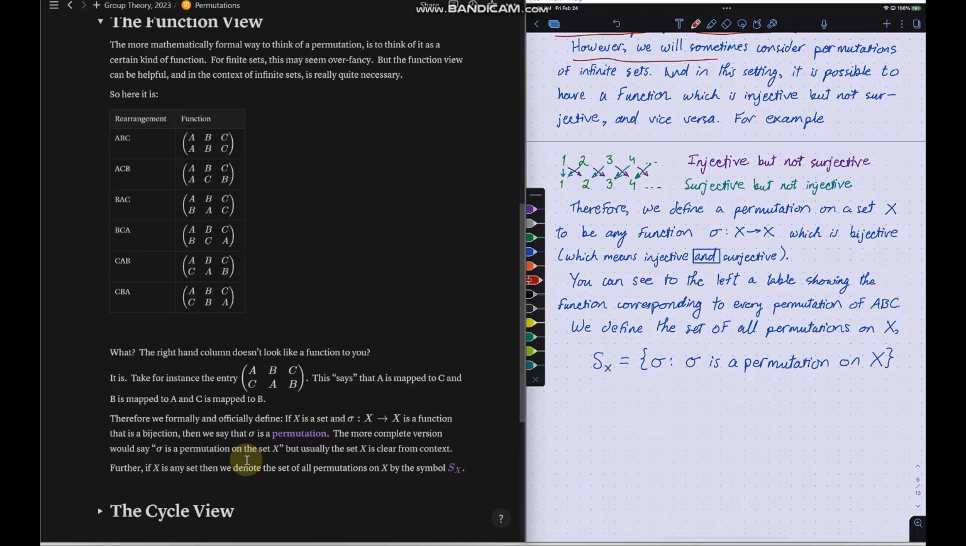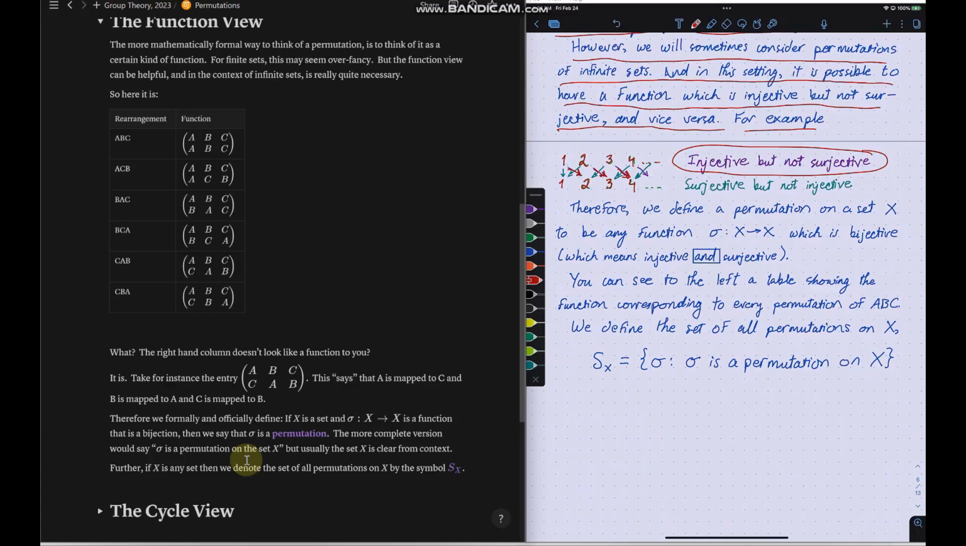However, we will sometimes consider permutations of infinite sets, and in this setting, it is possible to have a function which is injective but not surjective, and vice versa. For example, we write 1, 2, 3, 4, and so on. Down here, we write 1, 2, 3, 4, and so on. And we map 1 to 2, and 2 to 3, and 3 to 4, and so on. That is an example of something that is injective but not surjective.